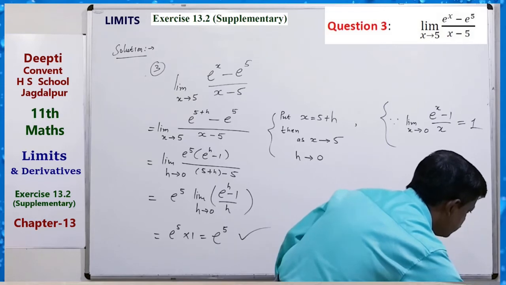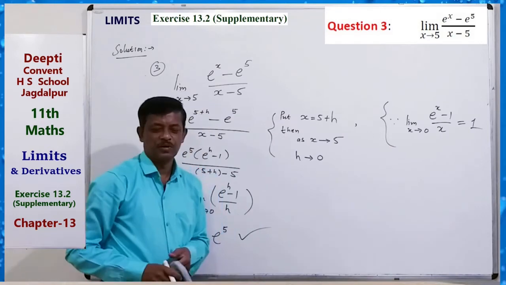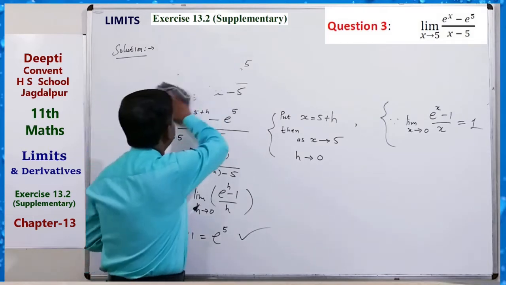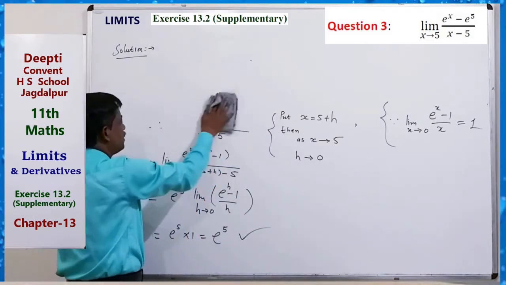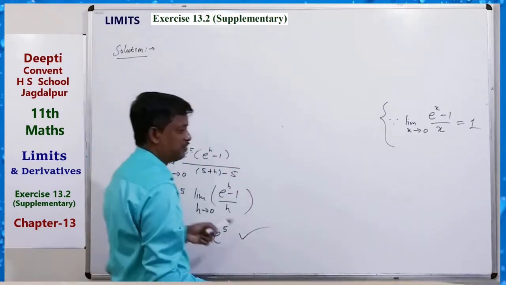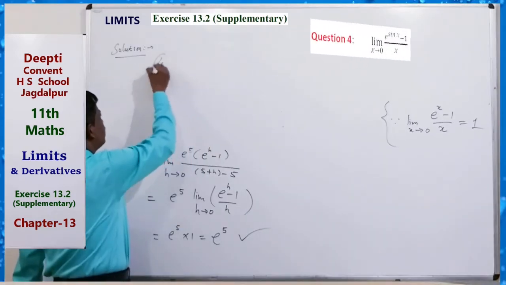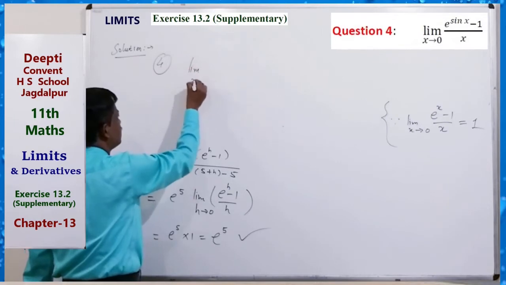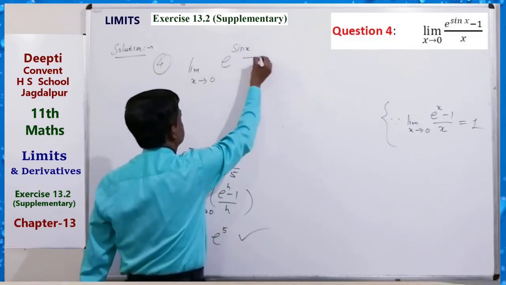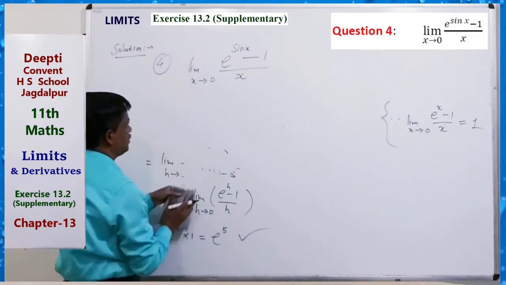So e to the power 5. Now, how can we write the formula for a trigonometric function? Just see question 4: limit x tending to 0 of (e to the power sin x minus 1) upon x. We just have to find the value of this limit.